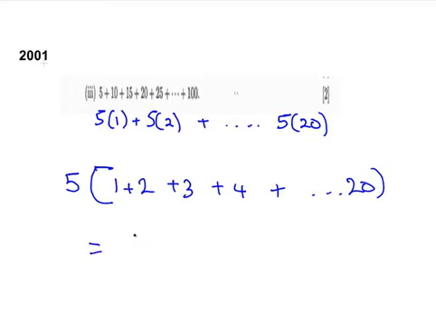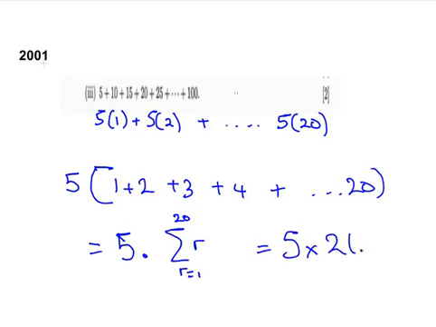And that is equal to 5 times the sum from r equals 1 to 20 of r, and that's 5 times 210, and that's 1050. Again, just a quick bit of calculator work. So that's the 2001 question on summations.